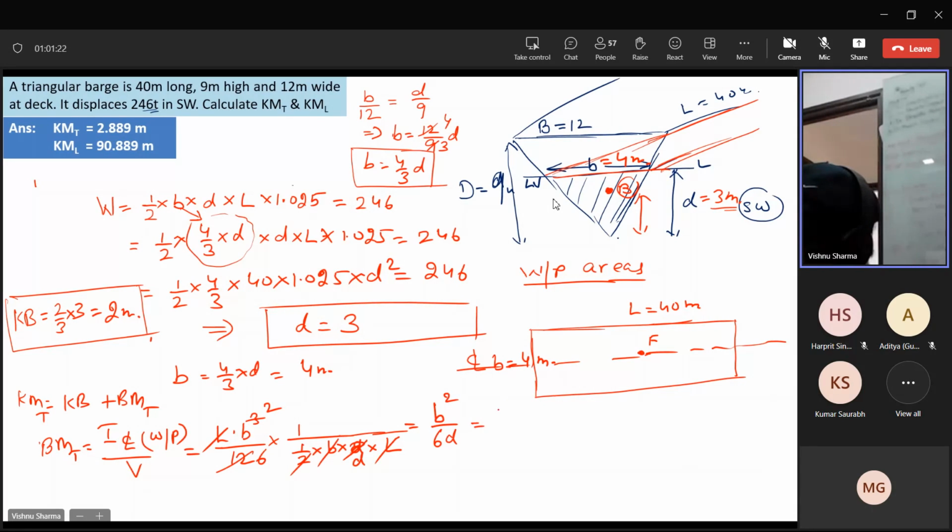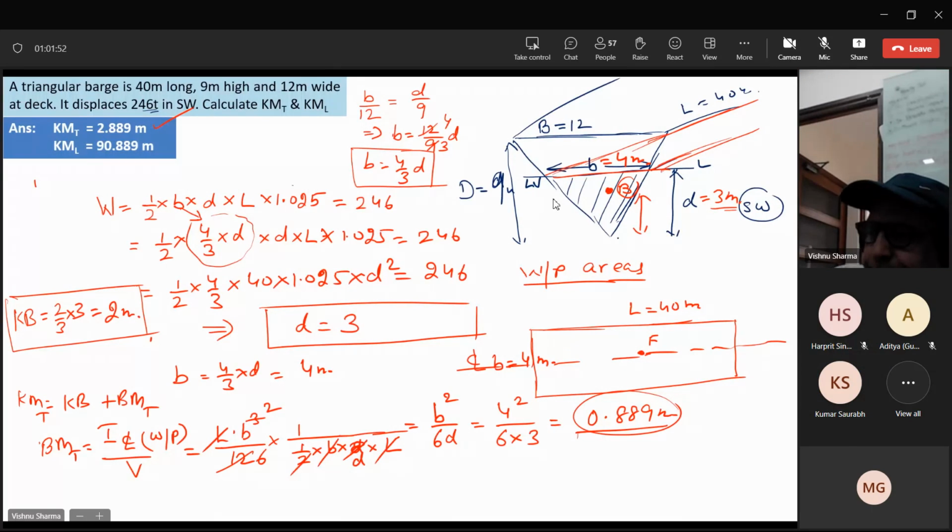In this case, it will be 4 square by 6 into 3, the draft, and you'll get the BMT here. I am sure this BMT you will be getting as 0.889 meters. It's coming as 0.889 meters, yes or no? Yes, sir. And add KB of 2 meters to it, you will get this answer of 2.889 meters, as 2.89 KMT.